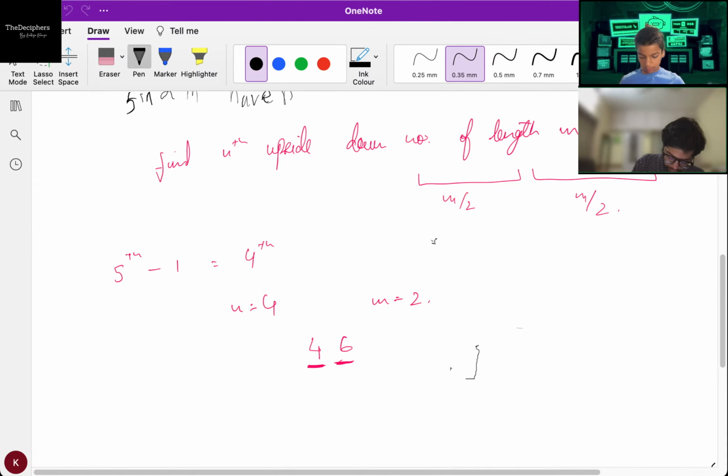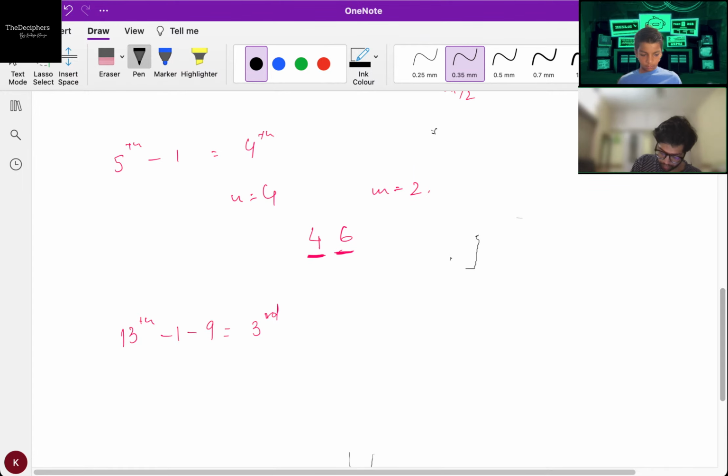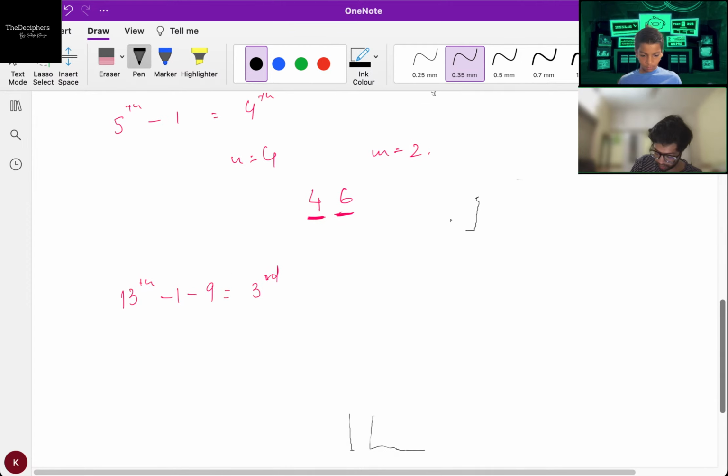Now let's try generating the 13th upside down number. We can already reduce 1 from this because we know that it's not a one digit number. We can also reduce 9 from this because we know it's not a two digit number. So this becomes, so we have to find the third three digit upside down number. So n is equal to 3 and m is equal to 3.